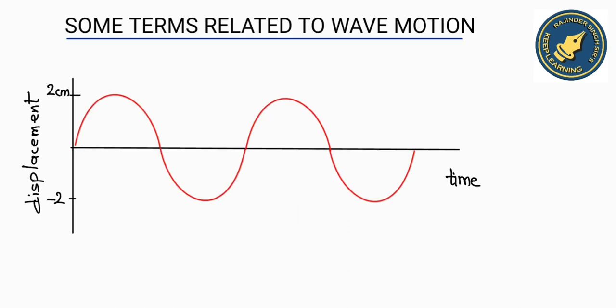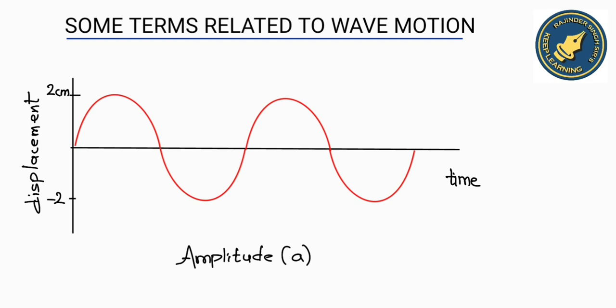Let's study some terms related to wave motion. Here is the graph of our transverse wave. The first term we are going to study is amplitude. What is the meaning of the word amplitude? It is denoted by the symbol small a.